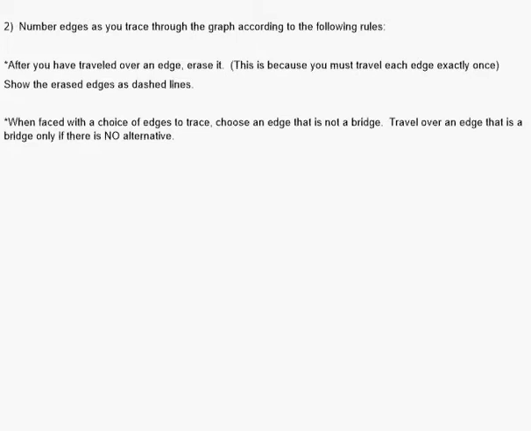After you have traveled over an edge, erase it. This is because you travel each edge exactly once. Show the erased edges as dashed lines. When faced with the choice of edges to trace, choose an edge that is not a bridge. Travel over an edge that is a bridge only if there is no alternative.